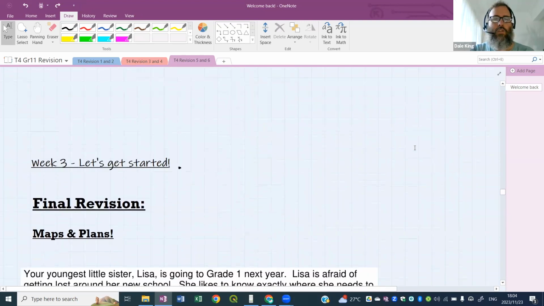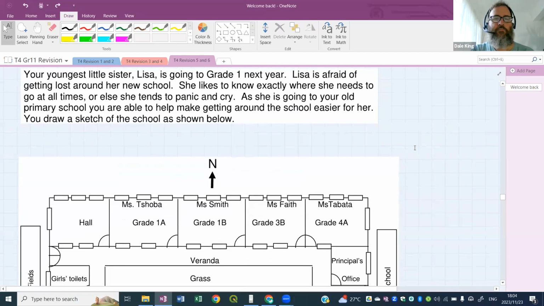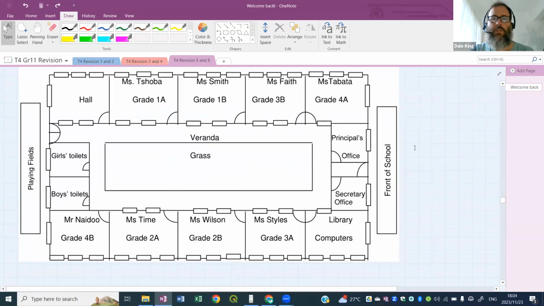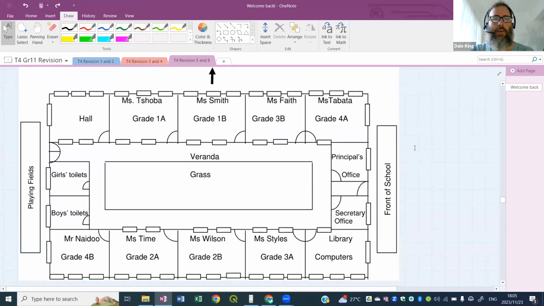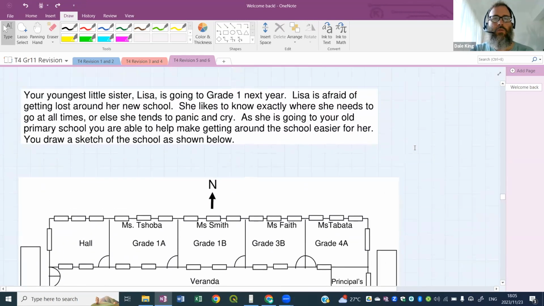Yeah, but let's get started straight away. Maps and plans. All right, here we go. So this is obviously a plan, not a map. Let's read the contextual paragraph here.